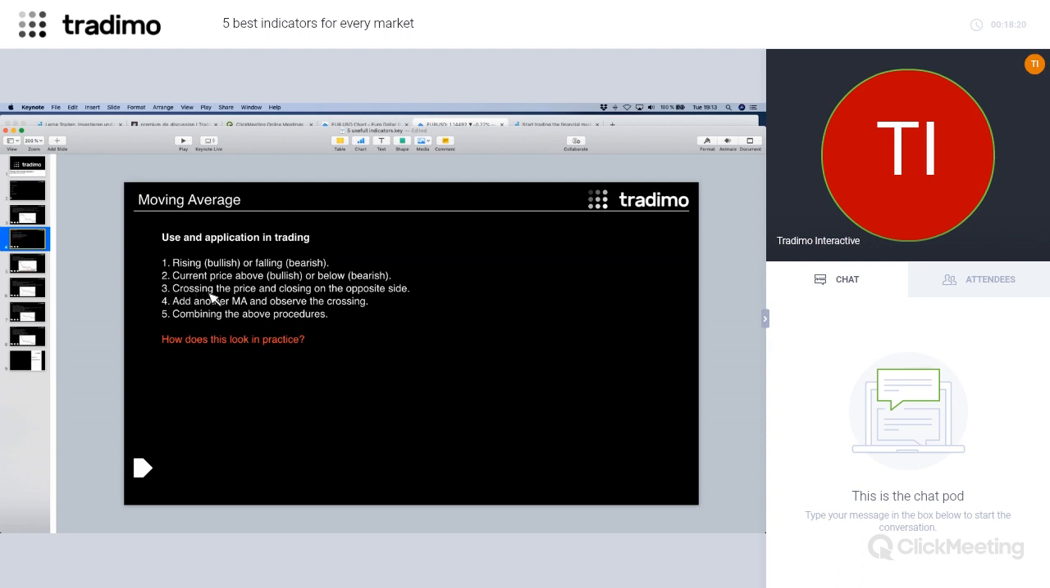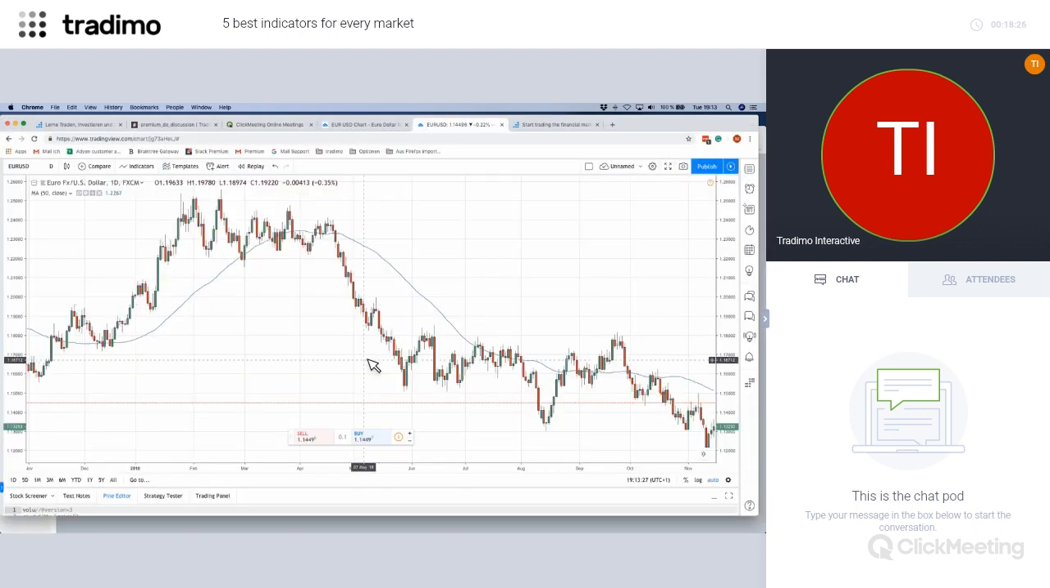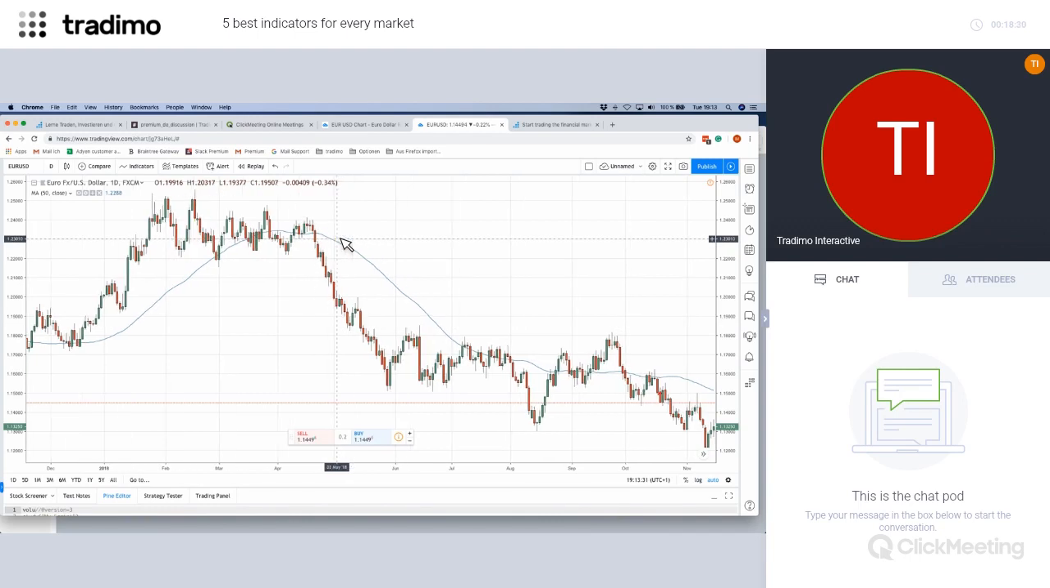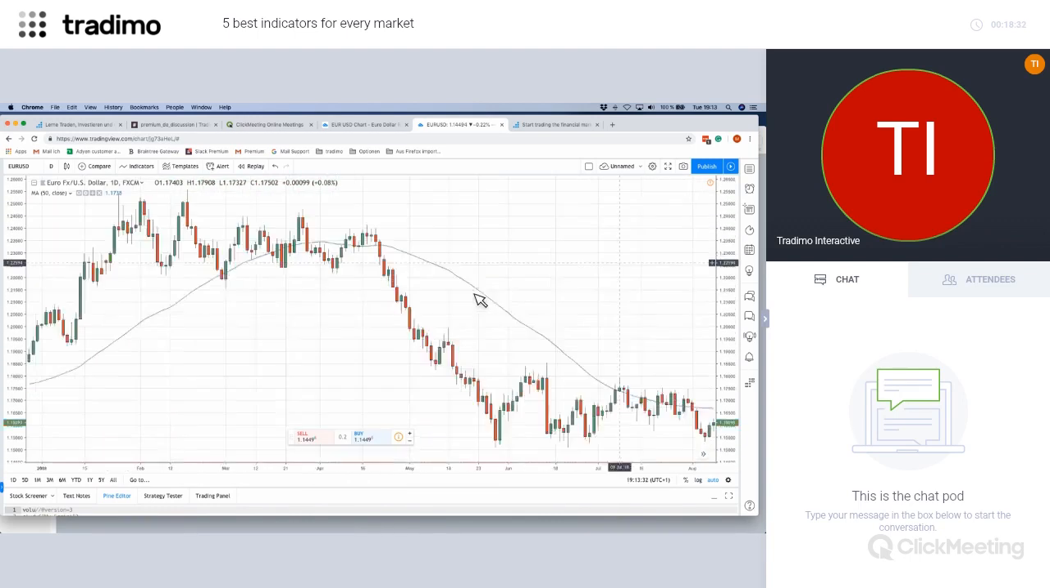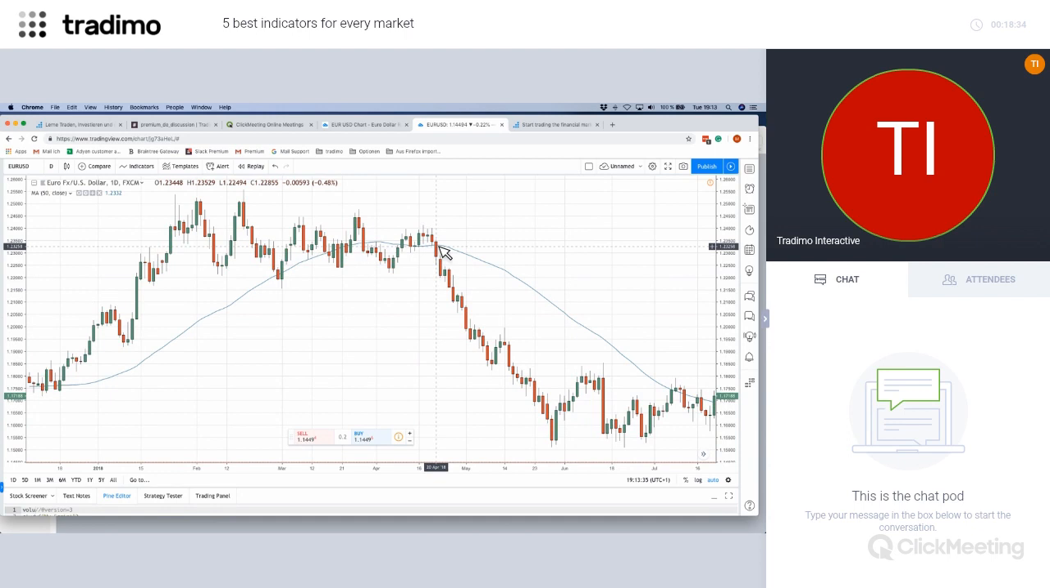For example, the third one, crossing the price and closing on the opposite side. What I mean by that is very simple. Let's have a look at this here. Let's make it a little bit bigger. Here at this point, the price is crossing the moving average and closing below the moving average. You can see this very clear. And this indicates we will more likely have falling prices.